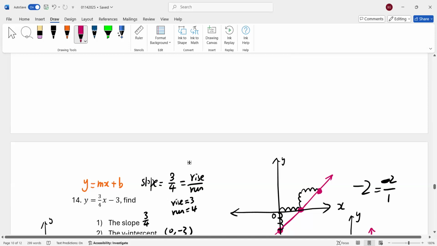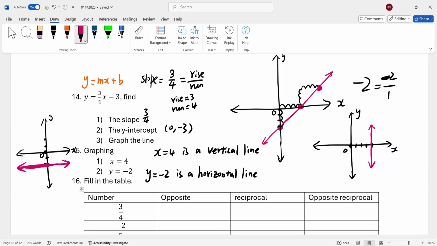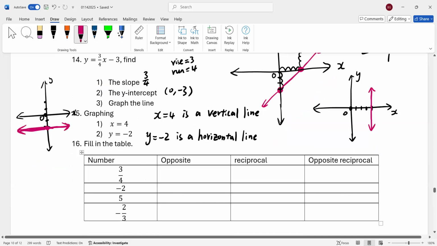About the slopes of the straight line. If the line goes up, slope is positive. If the line goes down, slope is negative. If the line is horizontal, slope is 0. If the line is vertical, slope is undefined. I hope you remember this from Foundation 2.